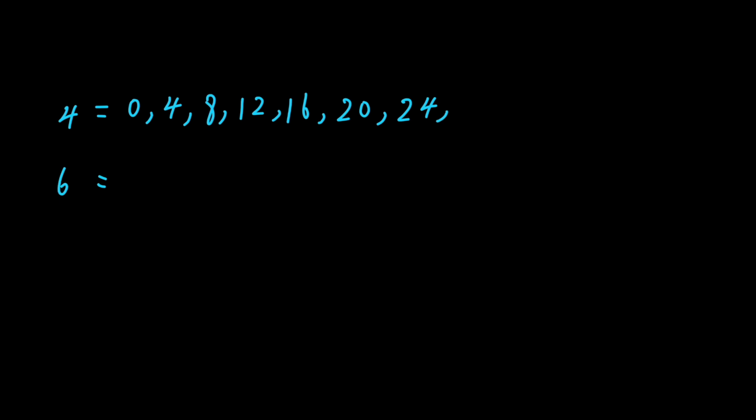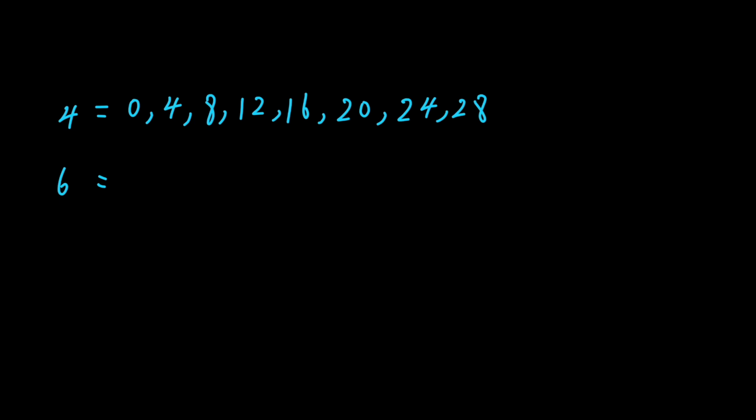Let's see, I give you another two numbers, 4 and 6. Again, use the same rule. Use the whole numbers to multiply these two given numbers, starting with 0. So 0 times 4 will give you 0, and 1 times 4 gives you 4, 2 times 4 gives you 8, and then 12, 16, 20, 24, and 28. Stop right here.